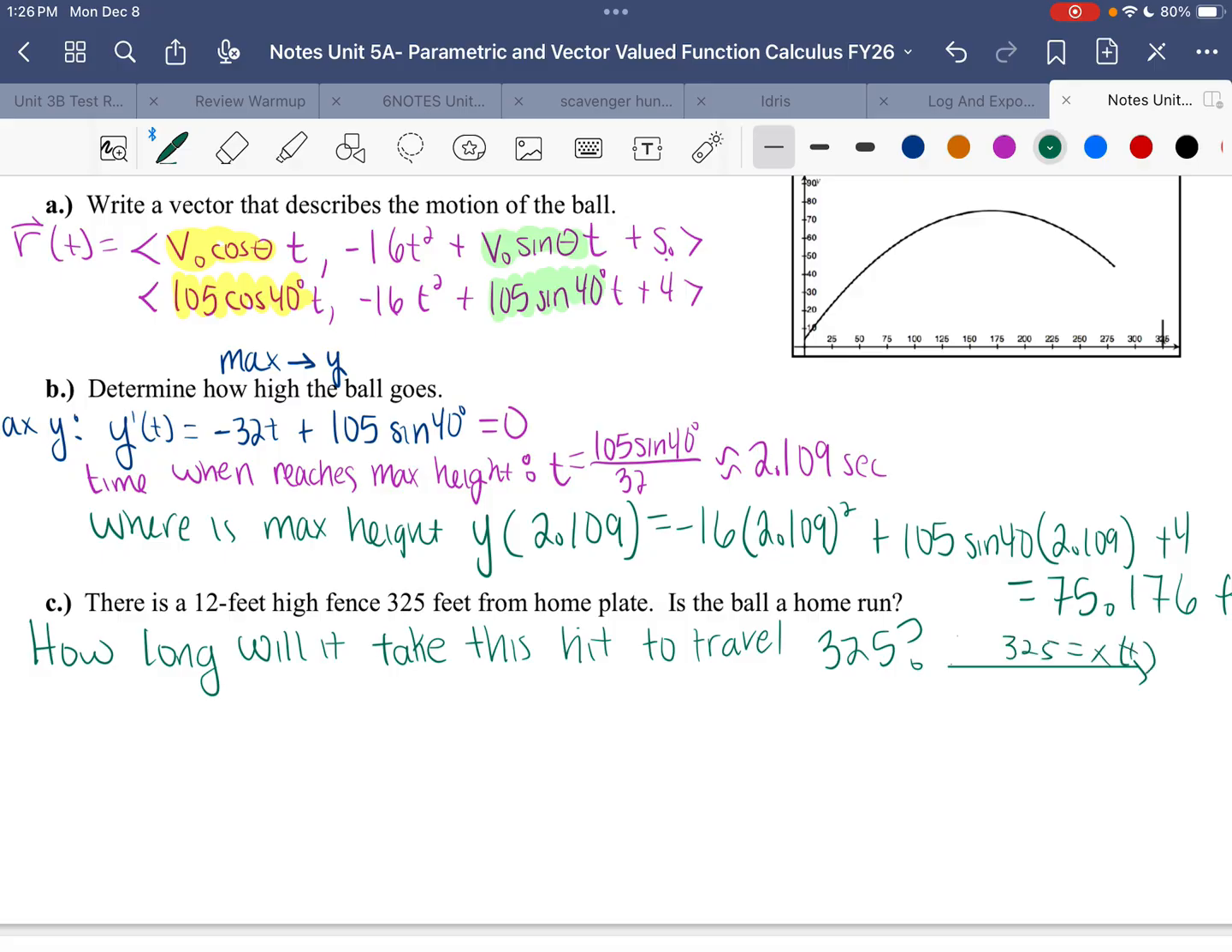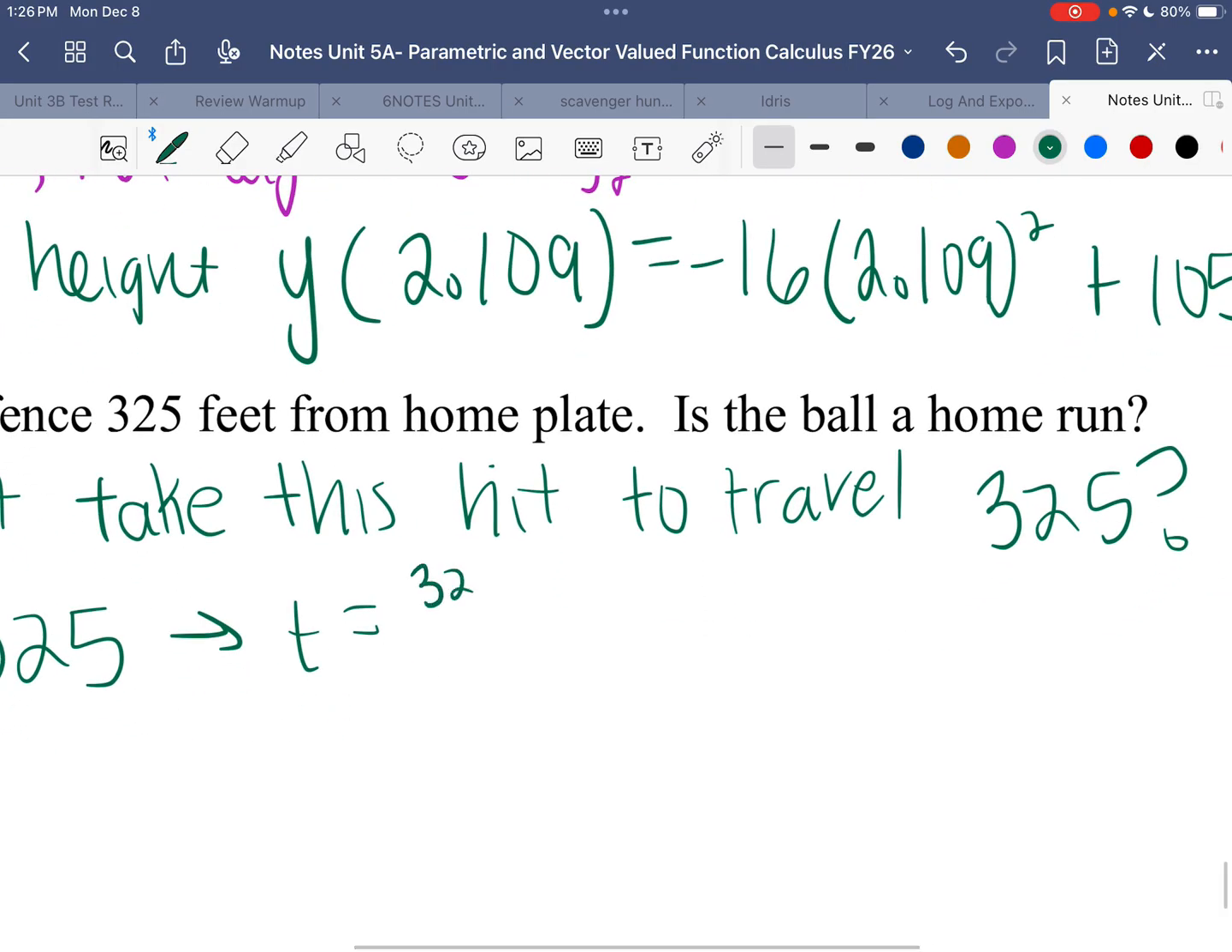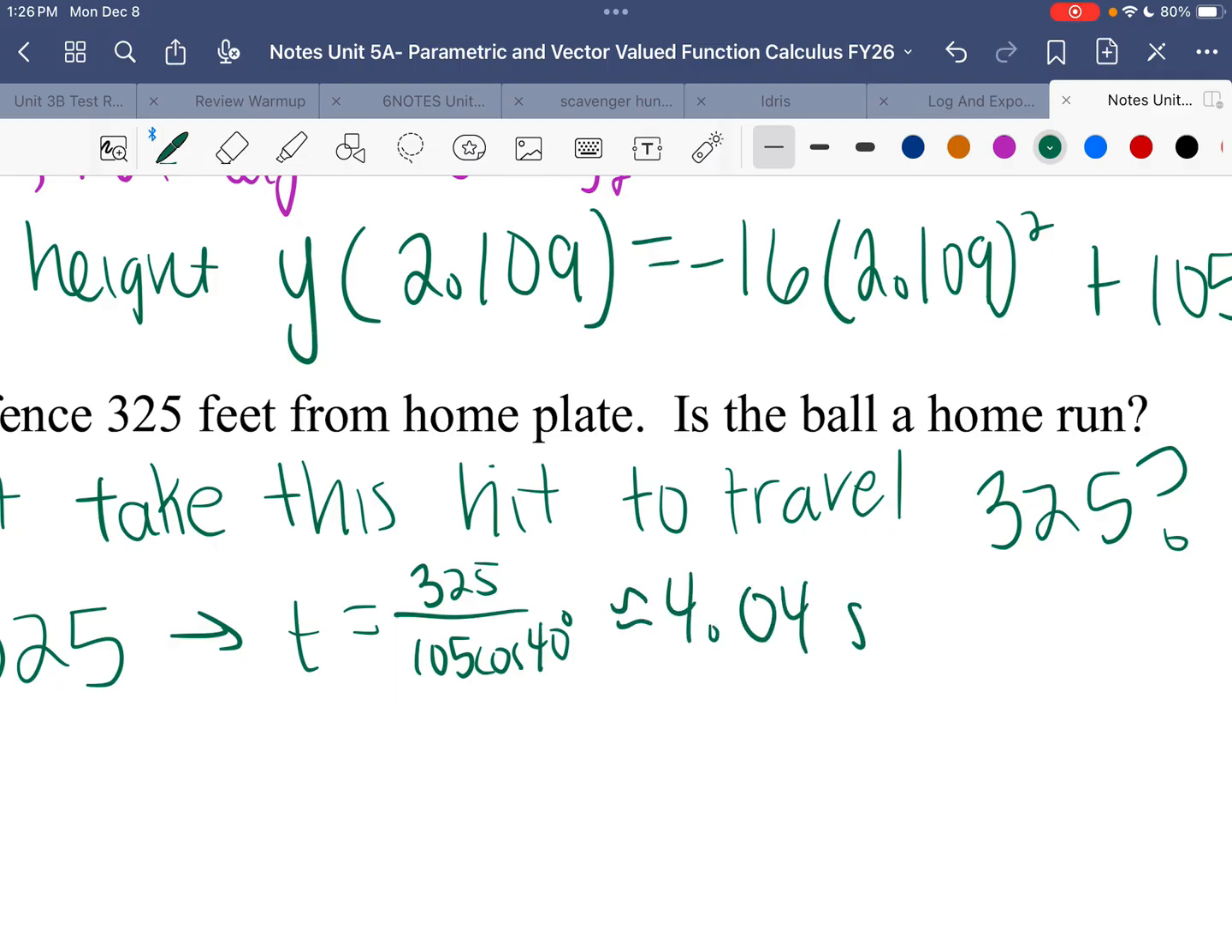So set x of t equal to 325, and you're just dividing 325 by 105 cosine 40. And you get that it's going to take about 4.04 seconds.